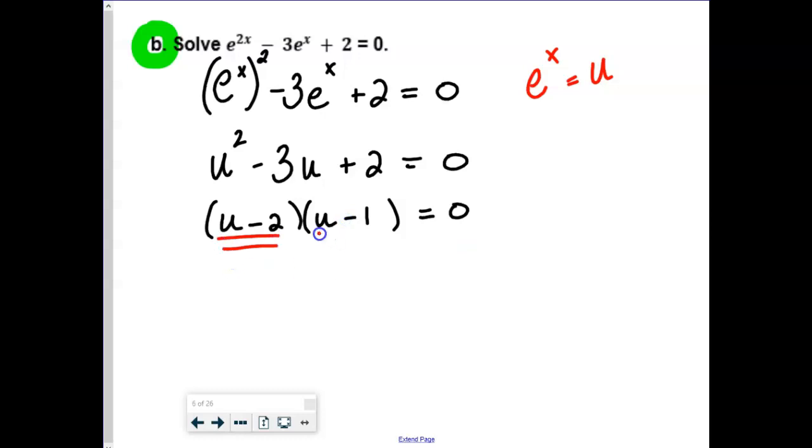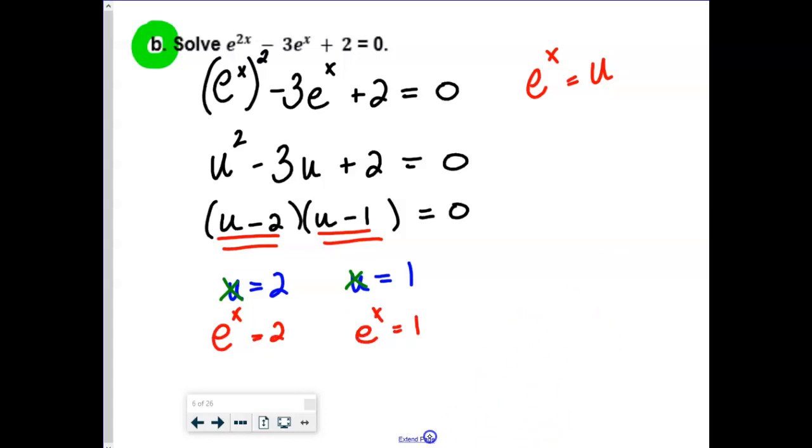So if you were to set this and this equal to 0, you would get u equals 2 and u equals 1. But we don't care about u. That's a horrible thing to say. I know, it's too personal. The variable u doesn't mean anything in this problem. Remember how u isn't even a part of the problem. Go back to the beginning. We originally switched out all the e to the x's for u's. So this really says not u equals 1 and u equals 2, but e^x equals 2 and e^x equals 1.